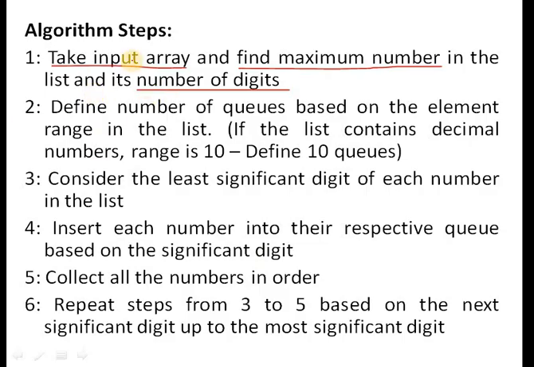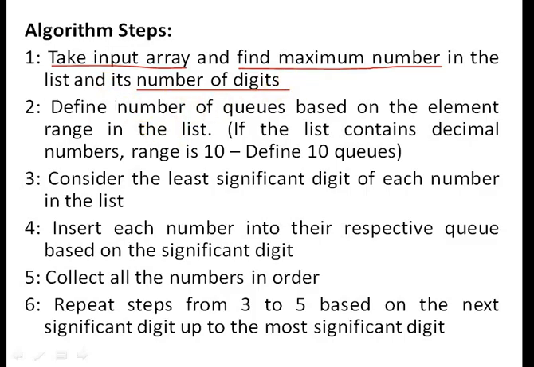First is your input array. From the input array, you have to find the maximum number, and in that number you have to count the number of digits. Because we need to iterate these algorithmic steps for the number of digits in the maximum number, that's why we are finding this number of digits.